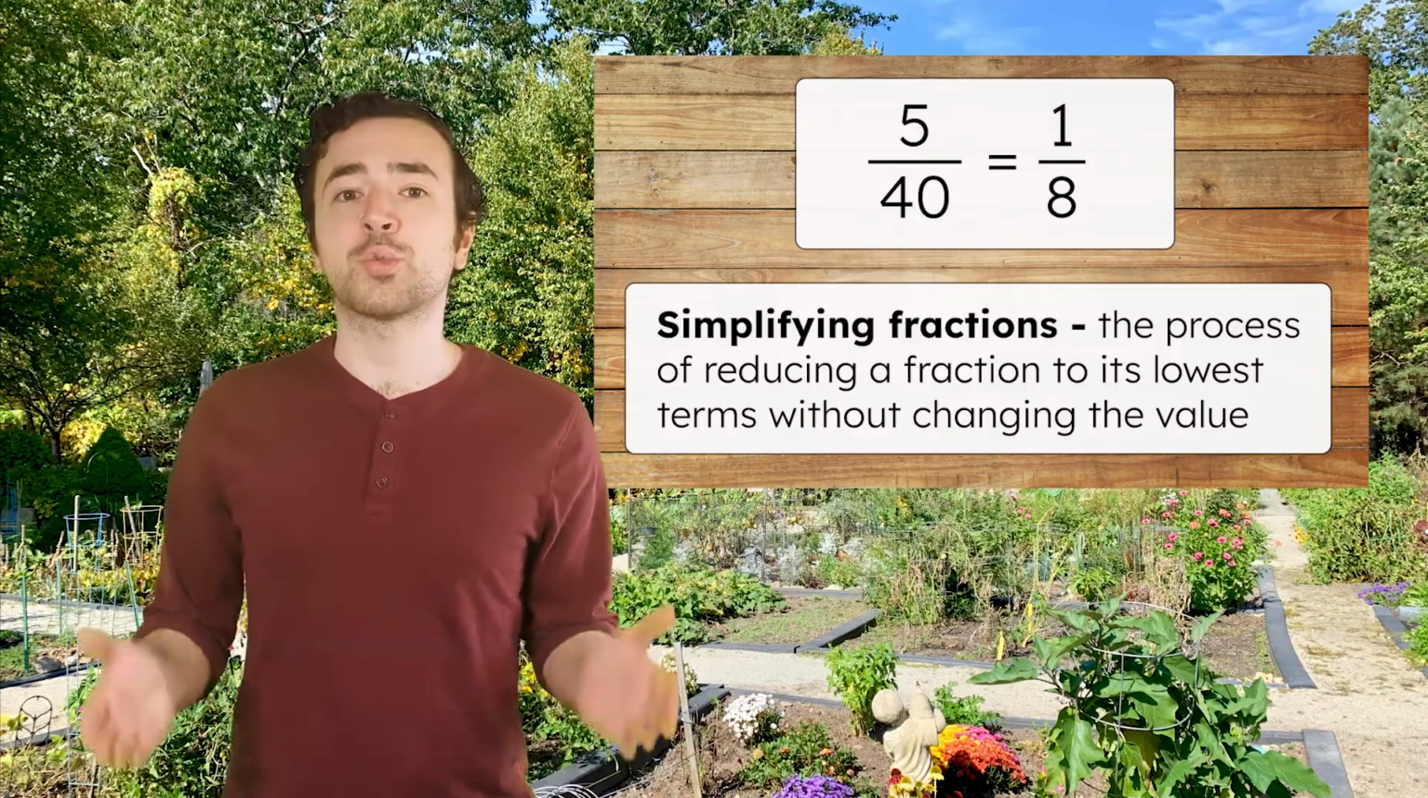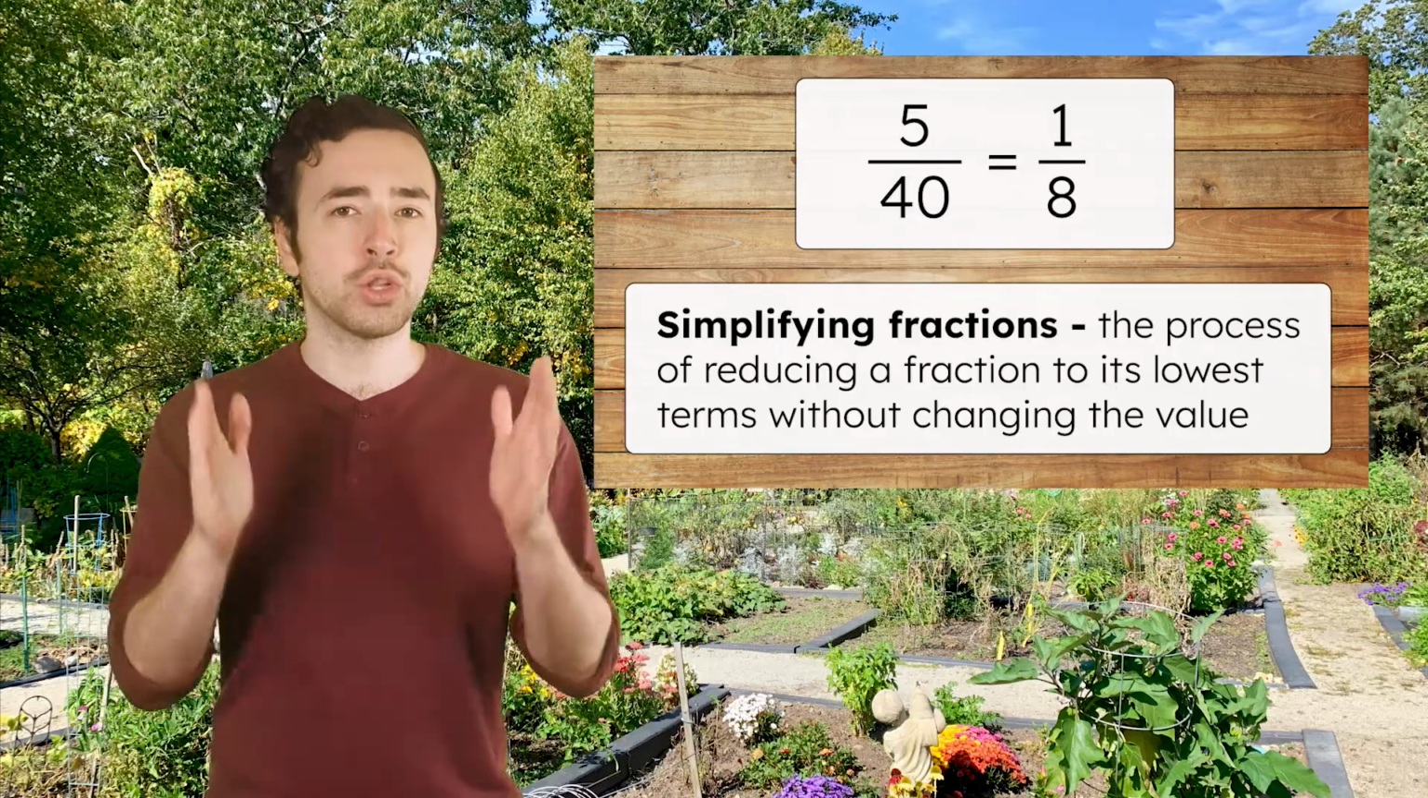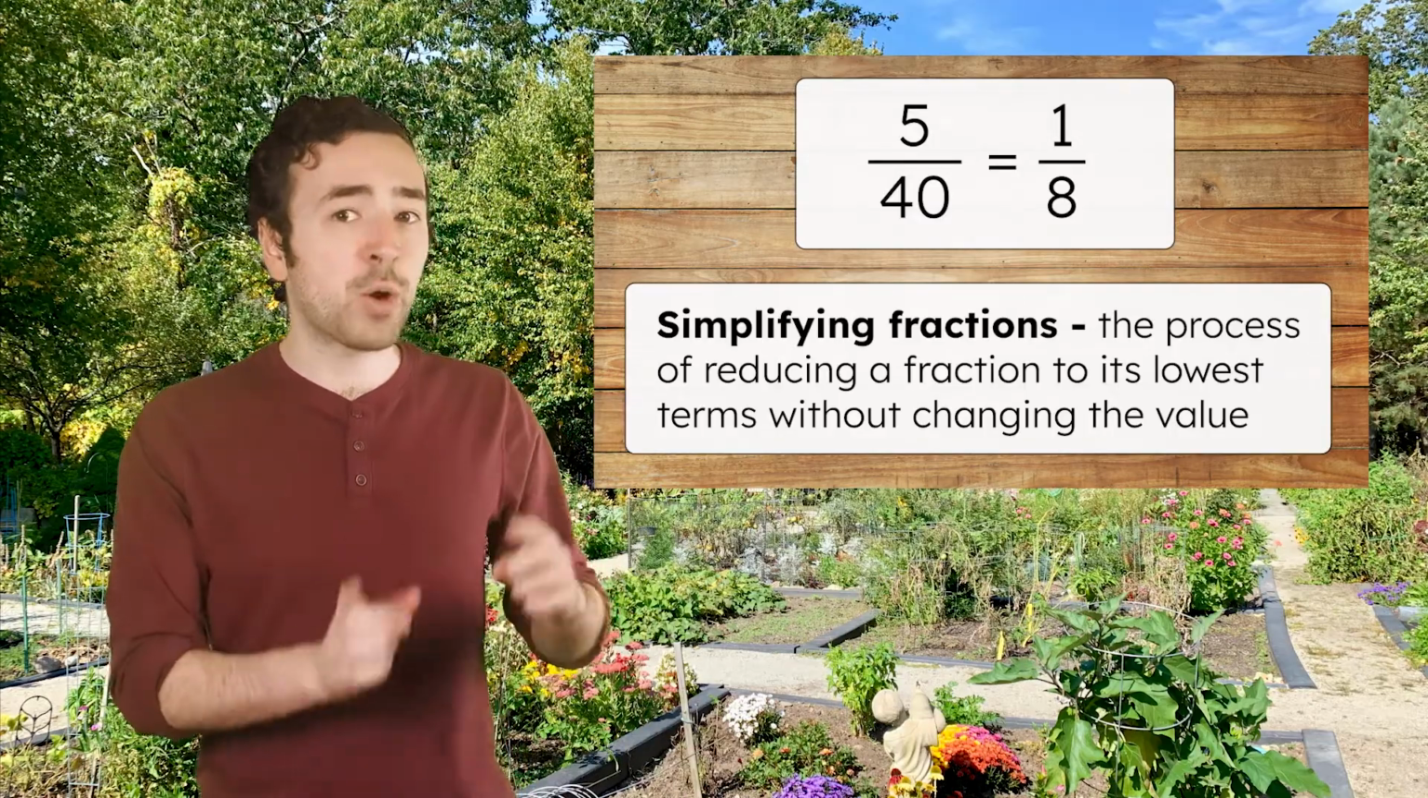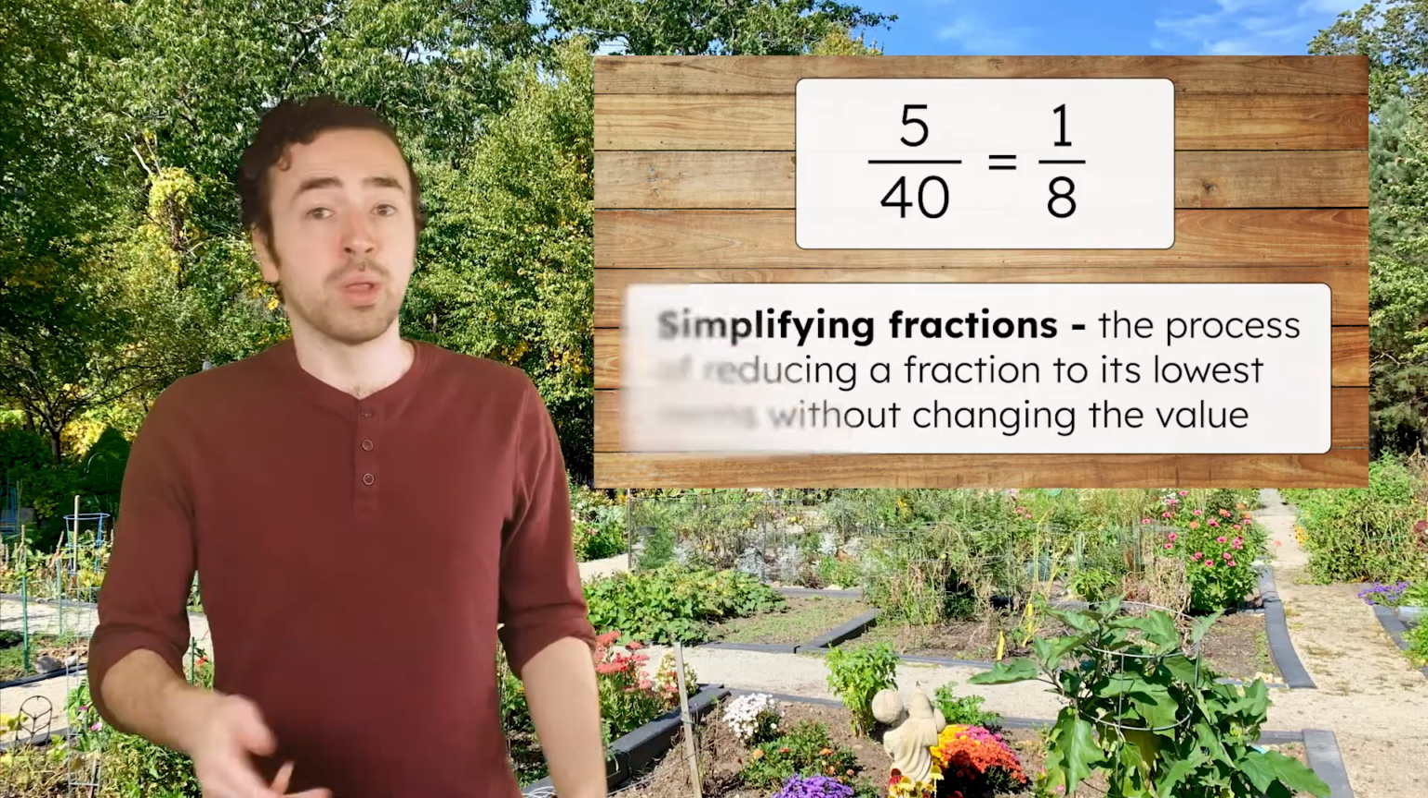Simplifying a fraction means reducing the fraction to its lowest terms without changing the value. For example, let's look at 3/9. Is it expressed in its simplest form? To decide, we need to think about whether there's a number that the numerator and denominator are both divisible by. If the answer is yes, then the fraction can be simplified to lower terms.